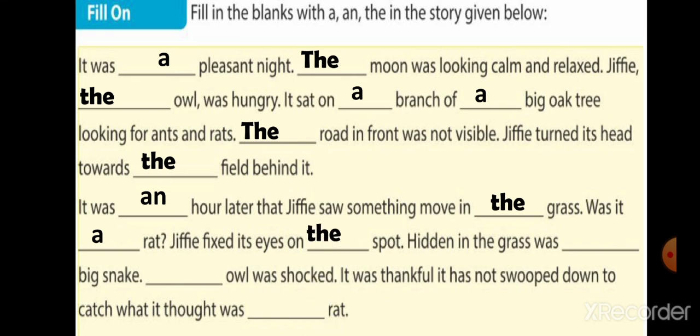Hidden in the grass was a big snake. It can be any snake, so a big snake. Dash owl was shocked. Here we have already seen that the owl is specified by the name Jiffy, so the owl was shocked. It was thankful it had not swooped down to catch what it thought was a rat.